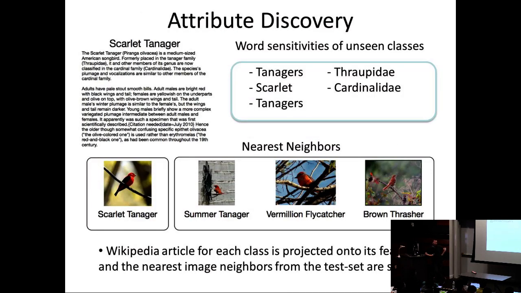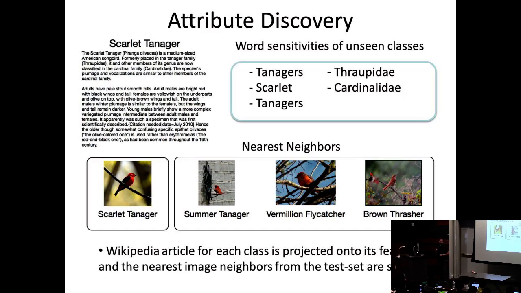The other thing that you can do is interesting things like attribute discovery. I give you this entire Wikipedia page, a web page of Scarlet Tanager. If I go to this semantic space and look for nearby images, this is what I'm finding. In addition to this, I'm finding these other birds. You can see they're all kind of red and look similar, but this is not Scarlet, this is Summer Tanager, and other kinds of birds.